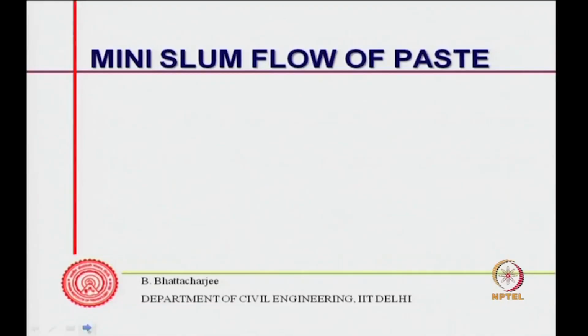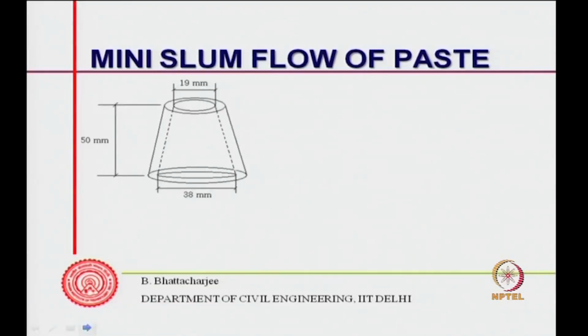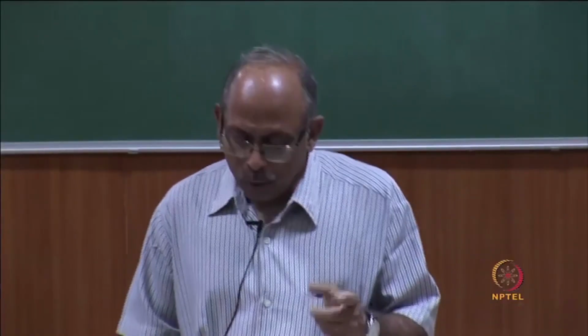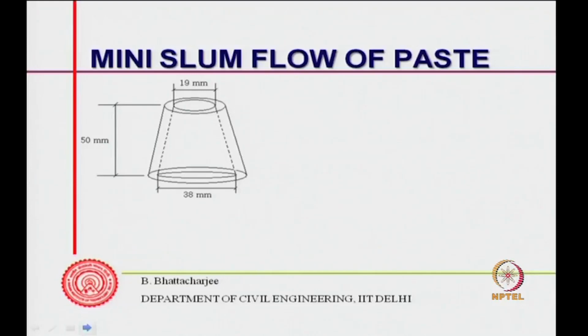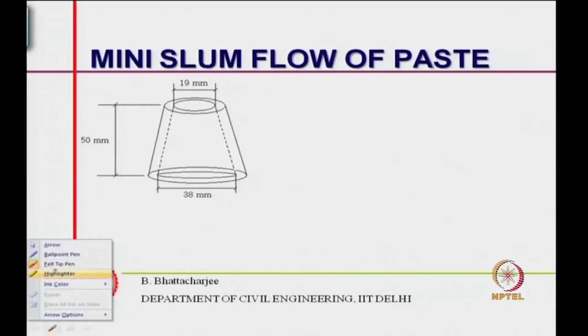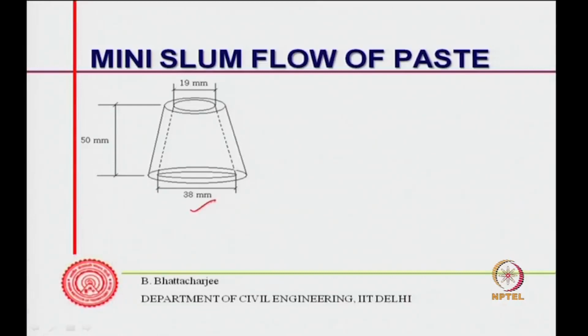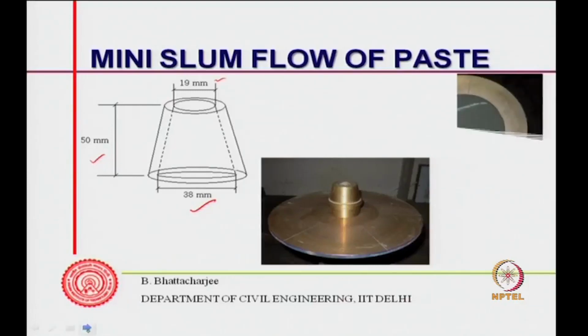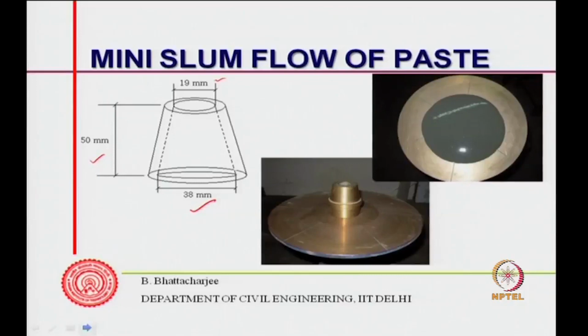And how do you find out the optimal dosage of the compatible superplasticizer or water reducing agent? You do the mini slump test. The mini slump cone looks like this. You can see that its dimensions are 38 millimeter, 50 millimeter, 19 millimeter, and it is on the platform as shown. Once you have filled it in, lift it almost like our slump test, and find out the slump flow.